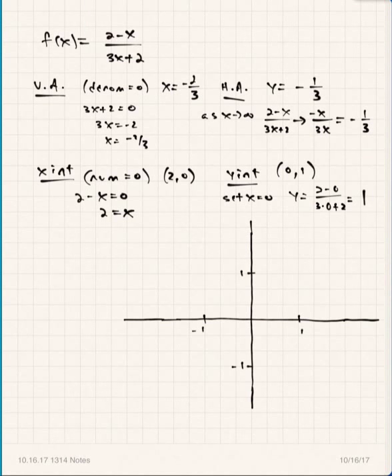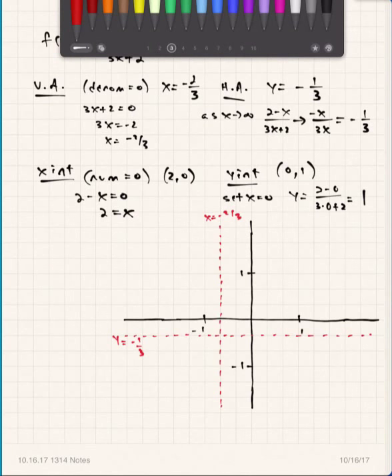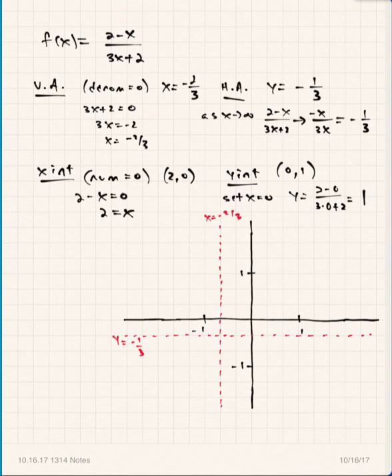So we have a vertical asymptote at negative 2/3. So there's a vertical asymptote right there at x equals negative 2/3. We have a horizontal asymptote at y equals negative 1/3. So here's my asymptote at y equals negative 1/3. We have an x-intercept at 2, 0. So there's an x-intercept sitting over here at 2, 0, which would be right here. And we have a y-intercept at 0, 1, which is right here.